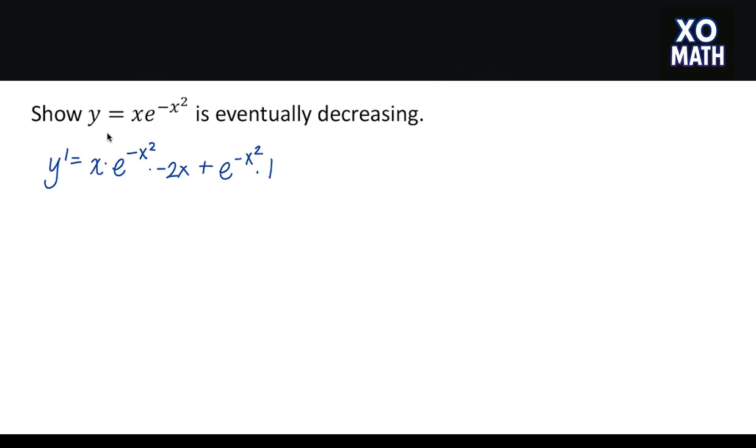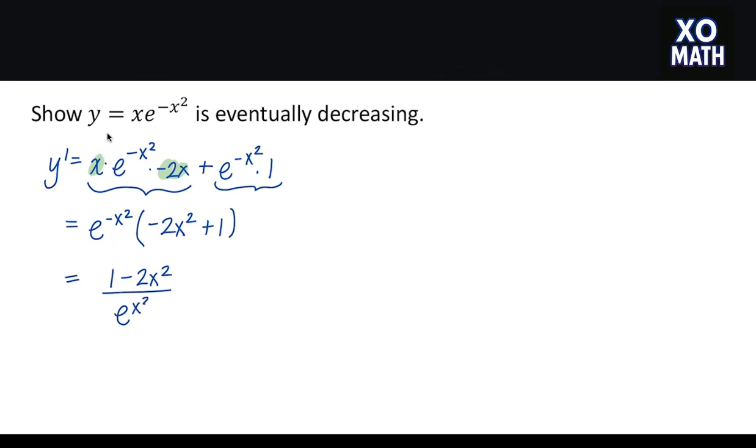So now I'm going to look at these two terms here and recognize that I could factor out an e to the negative x squared, and I'd be left with this x and this negative 2x, so that's negative 2x squared, and then plus 1. And I'm going to rewrite this as 1 minus 2x squared over e to the x squared. So here is my simplified derivative.